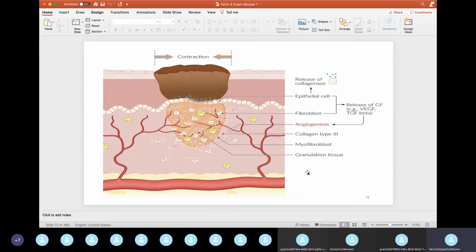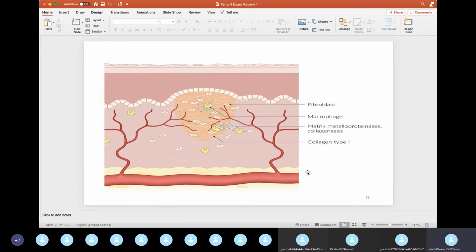And the wound is contracted via myofibroblast. Don't forget the fibroblast, it's repairing the wound. So it releases your VEGF and your TGF-beta, which drives your angiogenesis. Why? Because you need blood supply there, okay? Look at the epithelial cell. They are releasing collagens, they are repairing, they're almost done. We're almost done with repairing the wound. And voila, lastly, collagen is deposited from type 3 to type 1.